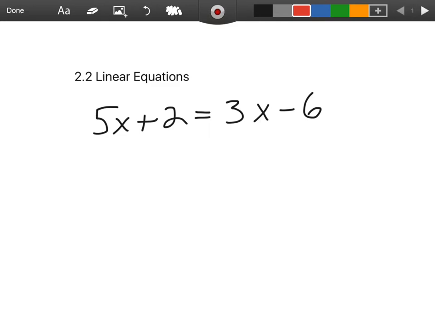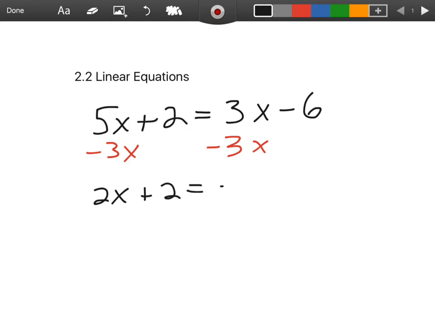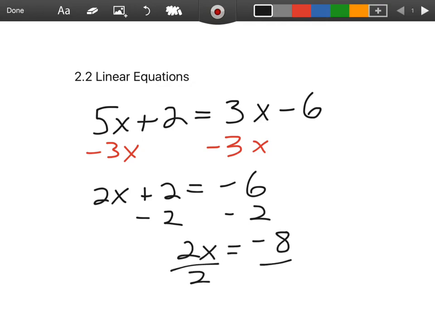So first step, we want to get x by itself. There's several different things you can do to begin to do that. I'm just going to subtract 3x. When we do that, it gives us 2x plus 2 on the left and negative 6 on the right. Subtract 2, get 2x equals negative 8, and divide by 2 gives me negative 4.